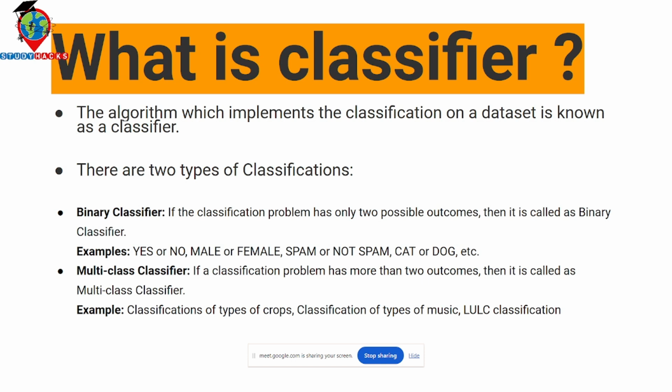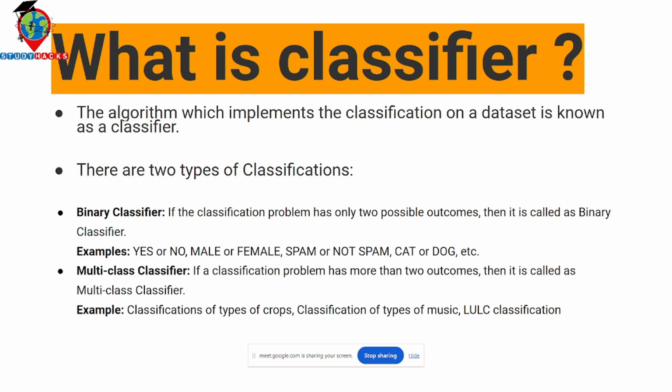So a binary classifier has only two possible outcomes, but a multi-class classifier has more than two outcomes. From the multi-class classifier we get more than two outcomes. For example, crop types classification, classification of types of music, or land use land cover classification. So when we can get more than two possible outcomes, it is the multi-class classifier.